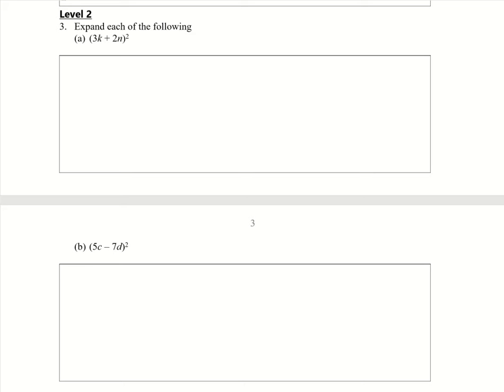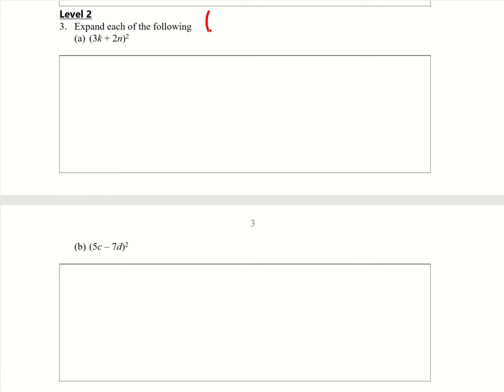Alright, so in this video, we will take a look at further examples on how we can apply the special products to expand algebraic expressions itself. Okay, so before we begin, let's write down the three special products that we have.